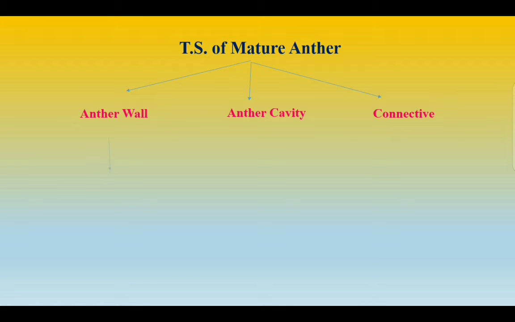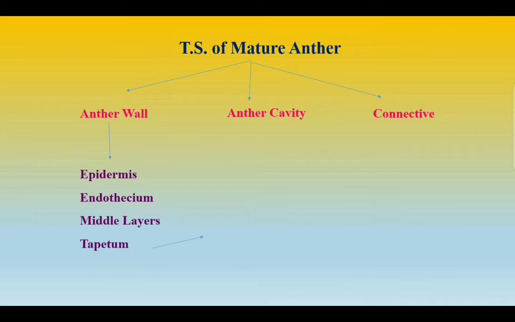So in this anther wall you can see epidermis, endothecium, middle layer and tapetum. So these are the four important layers in the anther wall. Apart from that, you should know about the anther cavity and the connective. We shall see about the tapetum again, because it is divided into two types: the secretory tapetum and the invasive tapetum.